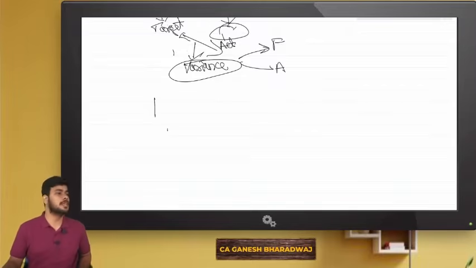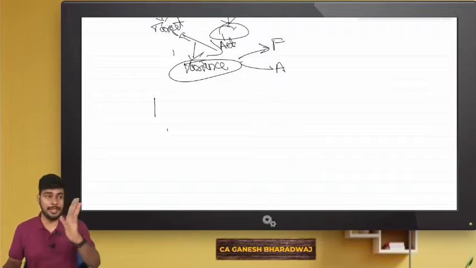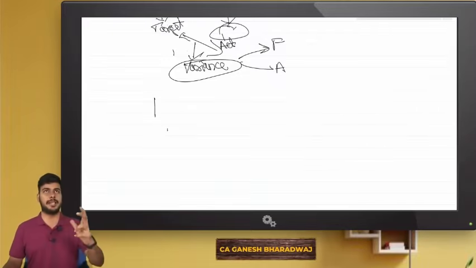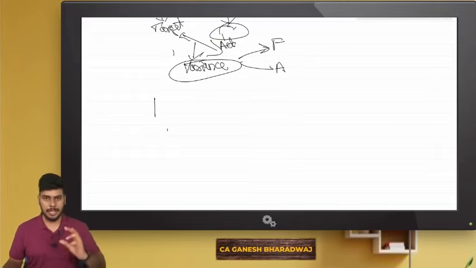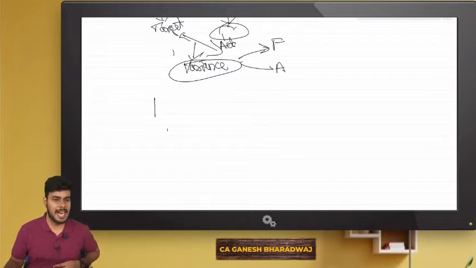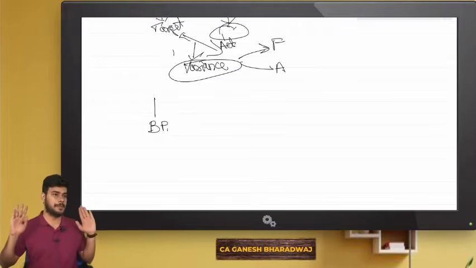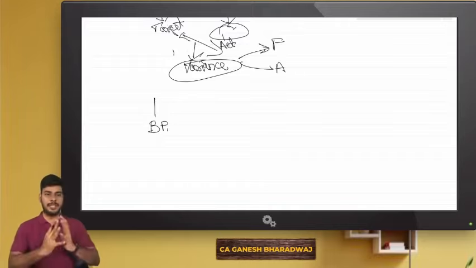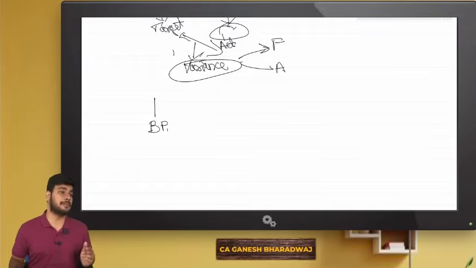Now, when they prepare the budget, they will estimate that this is going to be my revenue for the year, and this is going to be my cost for the year. Correct? And they will arrive at something called budgeted profit. Now, this happens before or after the year? Obviously, before the start of the period.